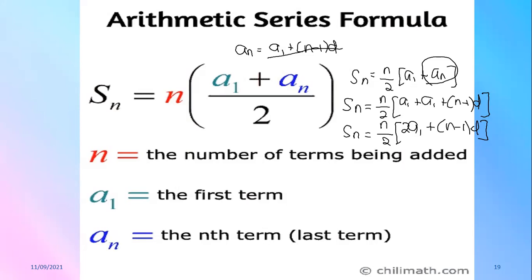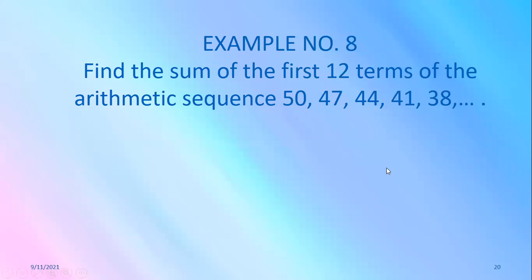Okay. So tingnan natin, pwede natin gamitin sa mga examples. So you're asked to find the sum of 12 terms daw in this arithmetic sequence 50, 47, 44, 41, 38, and so on and so forth. So sum daw ng ano. So gagamitin natin formula S sub n which is equal to n over 2 multiplied by 2a sub 1 plus n minus 1 multiplied by common difference.